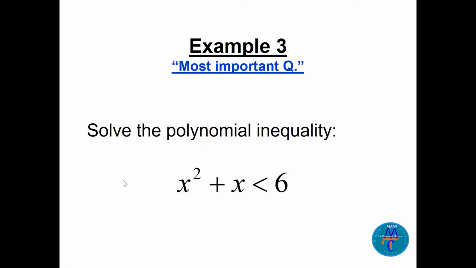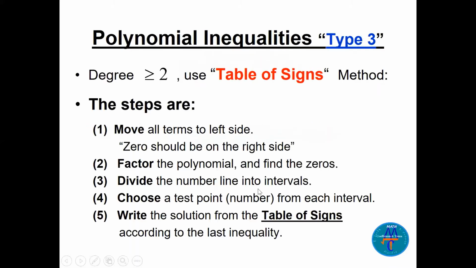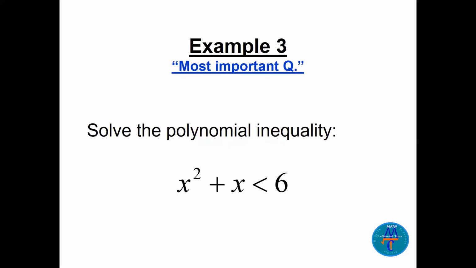Let's go. x squared plus x less than 6. We need the solution, the x values. Remember here, number 1, move all terms to the left side. So I have to move the 6. Whatever the reason, I have to take all this on one side.